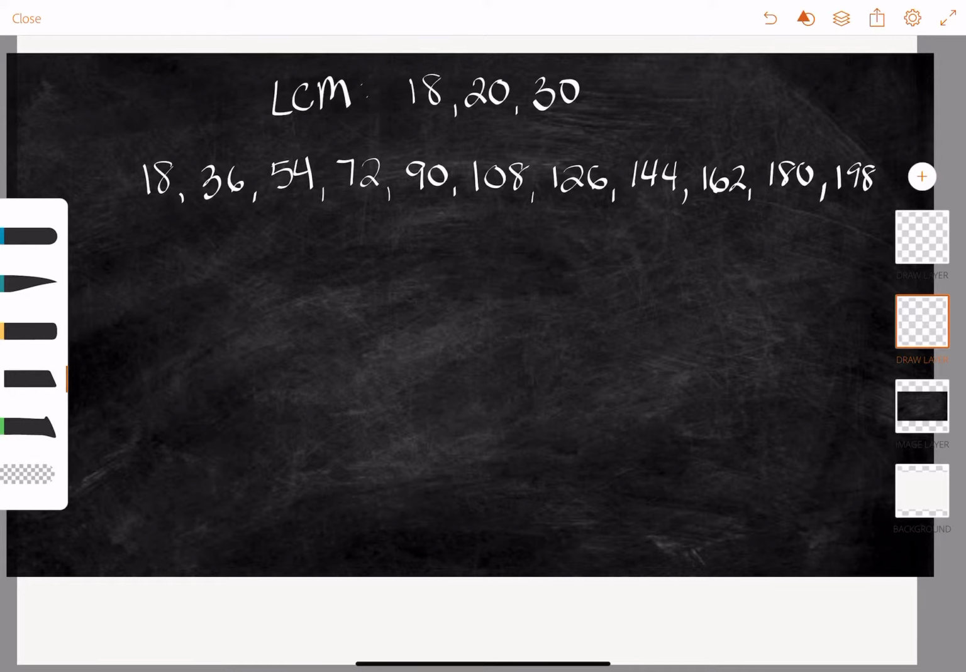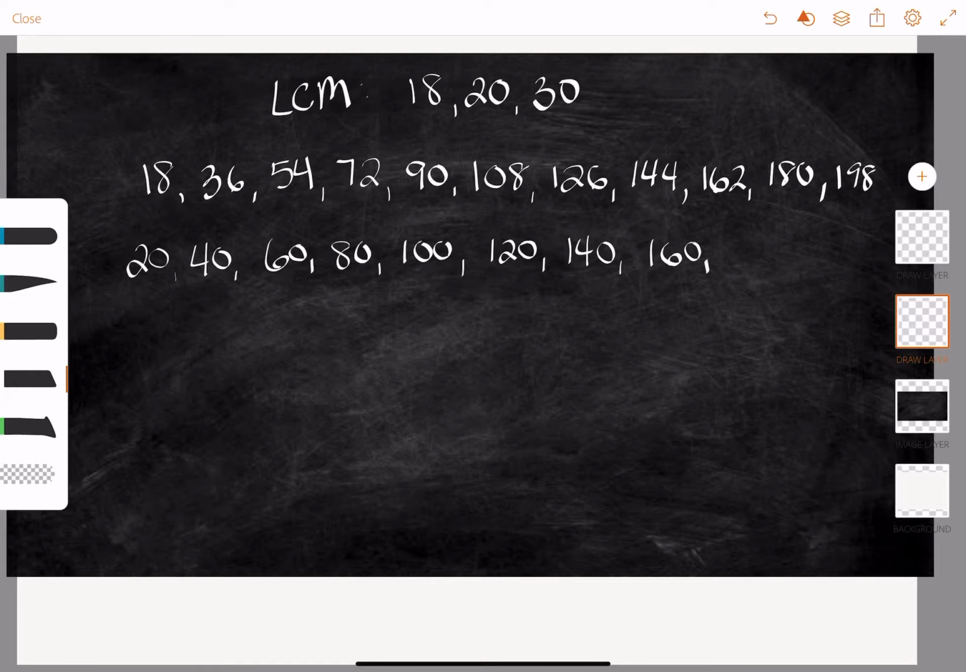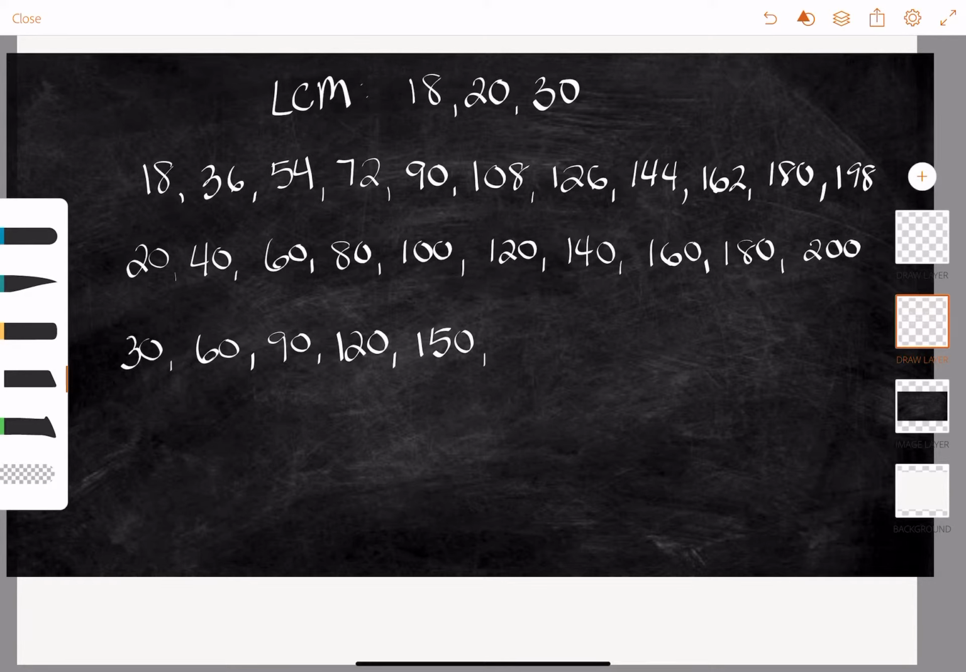And we're going to do the same thing for 20. 20 is easier than 18, so 20, 40, 60, 80, 100, 120, 140, 160, 180, 200, and so on. And we'll do the same thing for 30. 30, 60, 90, 120, 150, 180, 210.